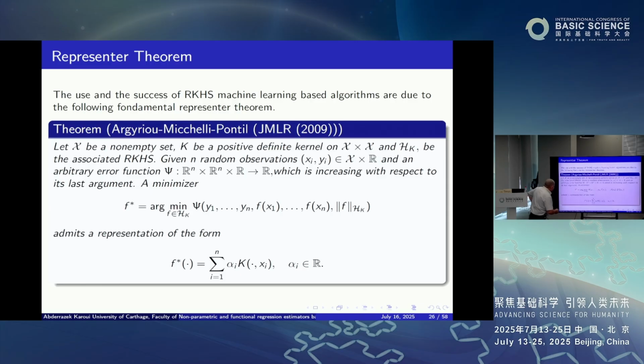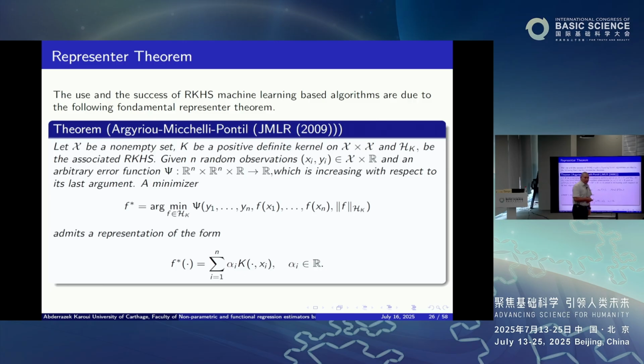Why can kernel methods be used, and why are they interesting? Actually, there is a representer theorem. Without the representer theorem, these kernel methods cannot be applied. What does the representer theorem say? Look at the minimization problem. This is a fairly general minimization problem: the argmin over the reproducing kernel Hilbert space of psi of y_i, the response variables, and f(x_1), f(x_2), and so on, where f is the regression function.